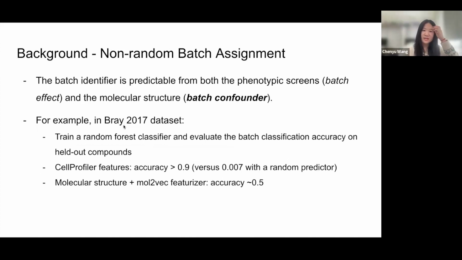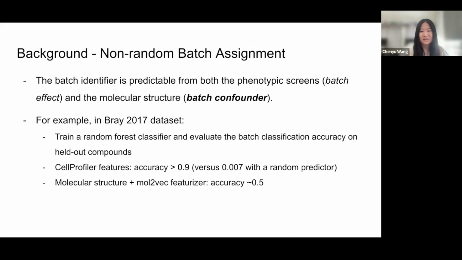And apart from this batch effect, what is even worse is that when we are doing the experiment, we figure out that it is actually hard to fully randomly shuffle all the drugs across different batches, which means that there is some structural similarity of the drugs within the same batch. And this can be shown by a very simple experiment: we find that the batch identifier is surprisingly predictable from both the phenotypic screens, which is the normal batch effect, and at the same time, the molecular structure, at quite high accuracy.